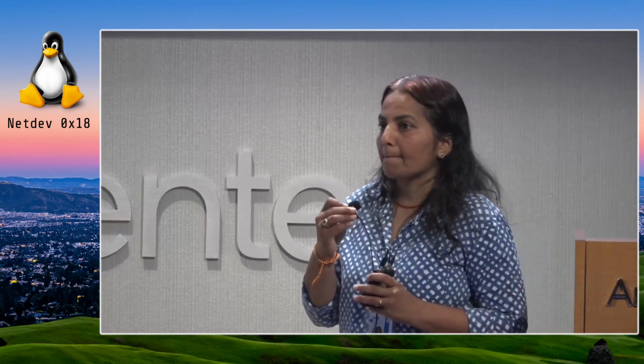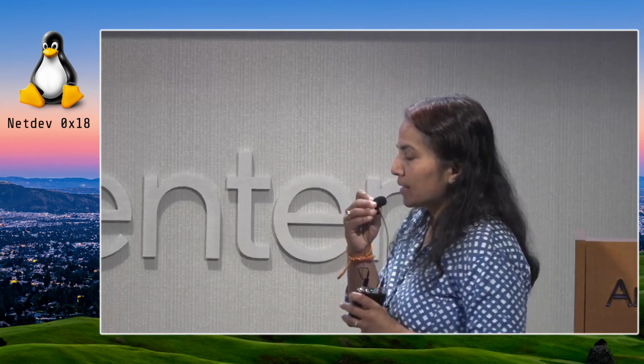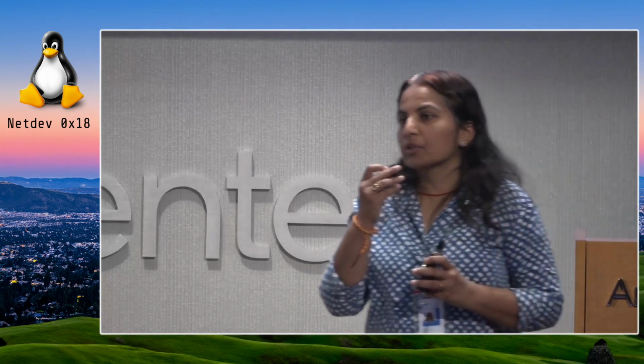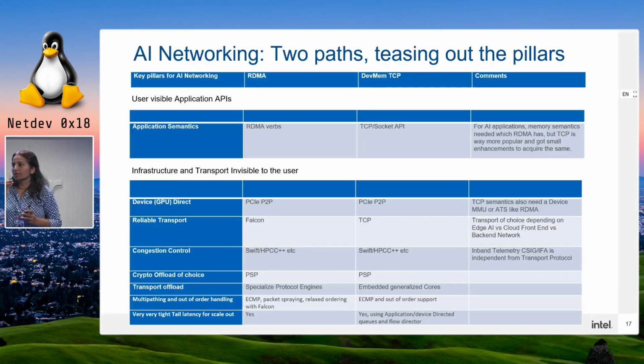In your slide 17, can you explain why TCP needs a device-side MMU? Yeah, go back to that slide. So the key thing here, as many of you would know, is device direct. We are doing PCI peer-to-peer. You want the address translation to be cached on the device, either through ATS or device IOMMU or whatever, so that you're not going to the platform IOMMU. Okay, so it's a standard PCI ATS capability. Yes. Okay, thanks.